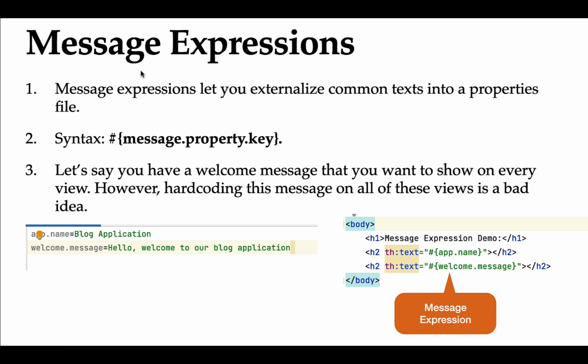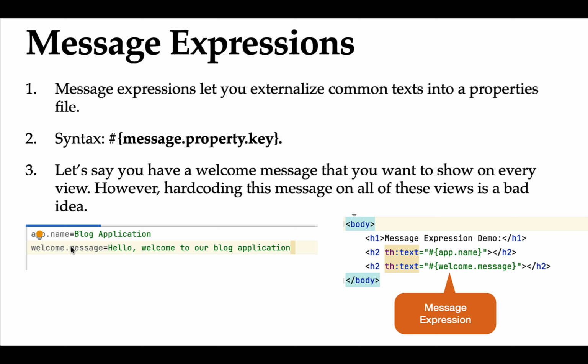And here is the syntax for message expressions. Hash within curly braces, we need to pass the message property key. For example, let's say you have a welcome message that you want to show on every view. However, hard coding this message on all these views is a bad idea. To overcome this problem, Thymeleaf provides message expressions to externalize this common text in a properties file, and we can use message expressions to access the common text from the properties file.